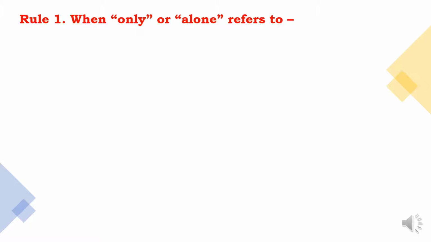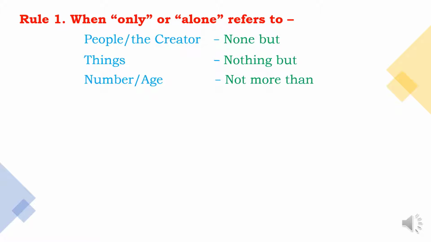Rule 1. When only or alone refers to people or the Creator, then we have to use none but. When only or alone refers to things, then we have to use nothing but. And when only or alone refers to any number or age, then we have to use not more than. Now let's make it clear with some examples.